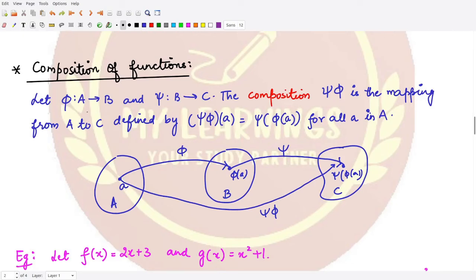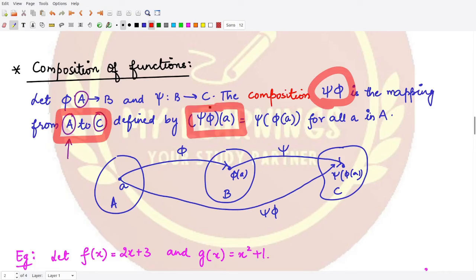So this is the mapping, and this mapping is now defined from A to C, because you are inputting the domain of this function phi first, and after applying phi you are getting at B, then for psi you have to have B, and after applying this psi you are finally reaching C. So we started from this A and we are reaching this C. So this mapping psi of phi is now defined from A to C, and it is defined like this: psi phi of a is equal to psi of phi of a for all the a's which are present in the set A, right?